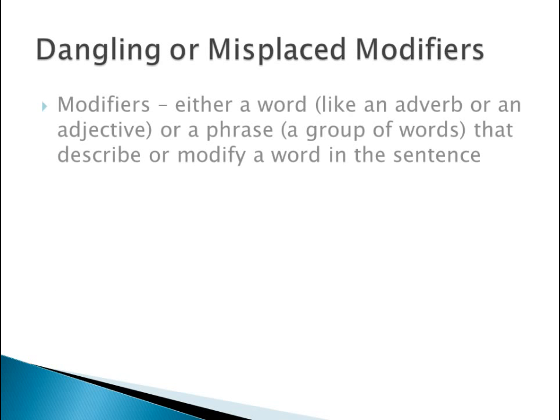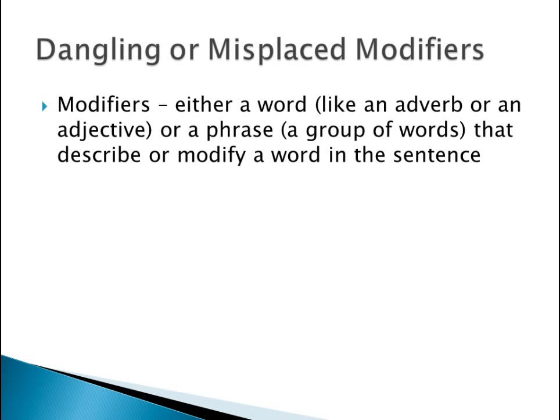Now, yesterday we talked about dangling or misplaced modifiers. I'm going to go over this briefly. The video is already available for you to view from yesterday, but here is a brief overview of modifiers. First of all, a modifier is any word, like an adverb or an adjective, or any phrase, which is a group of words, that describes or modifies a word somewhere in the sentence.